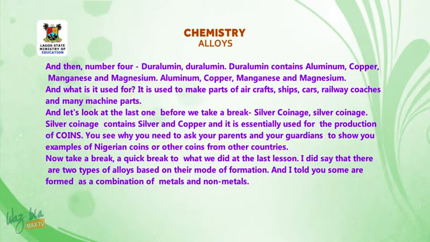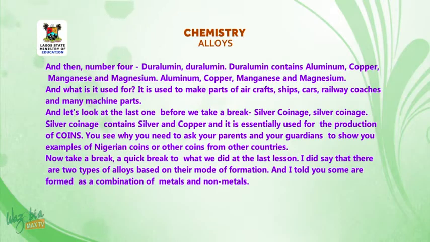And then number 4, duralumin. Duralumin contains aluminum, copper, manganese, and magnesium. And what is it used for? It's used to make parts of aircrafts, ships, cars, railway coaches, and many machine parts.